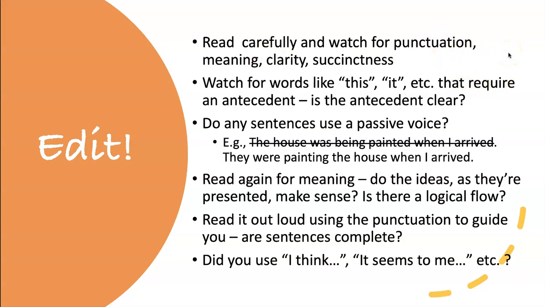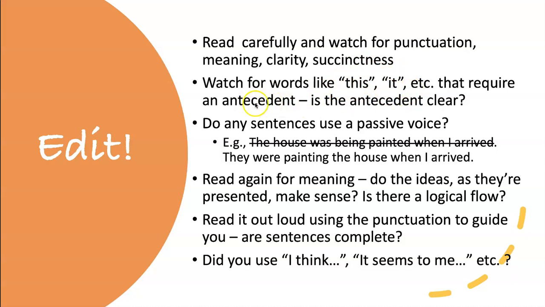Watching for, using commas correctly, using semicolons correctly, using colons correctly. Those are the main ones. Watch for words like this and it. Why? Well, because those words require an antecedent, so I know what this is, or I know what it is.